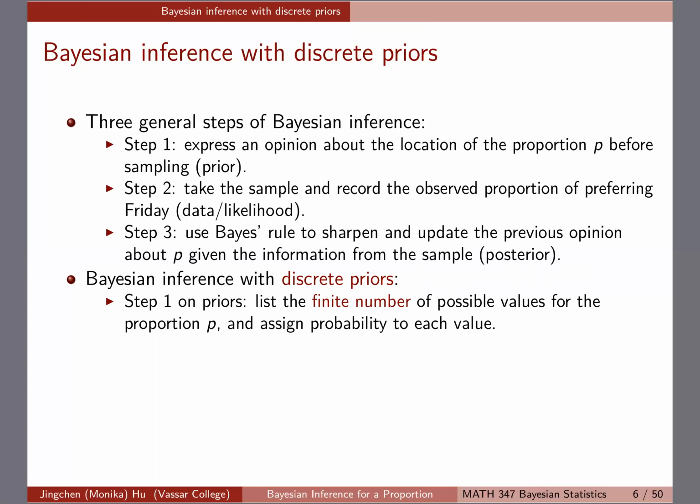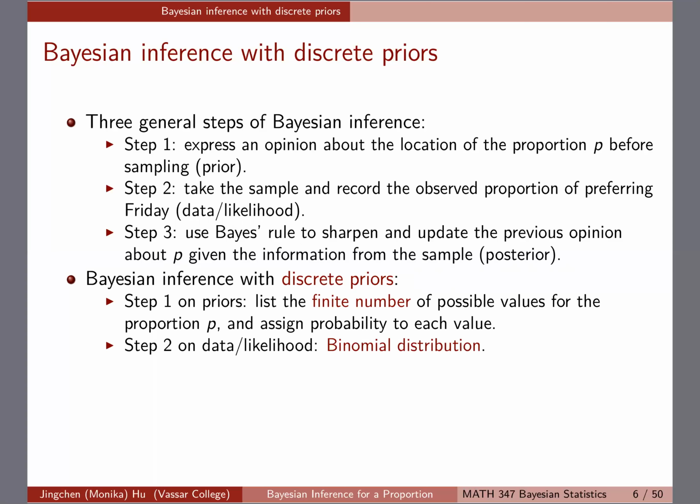And then don't forget that in addition to the list of possible numbers, you also need to assign probability. Okay? And then the list of probabilities should follow the 3 axioms of probability. And that, the whole thing, completes the prior specification.